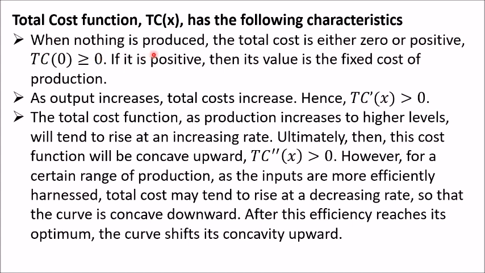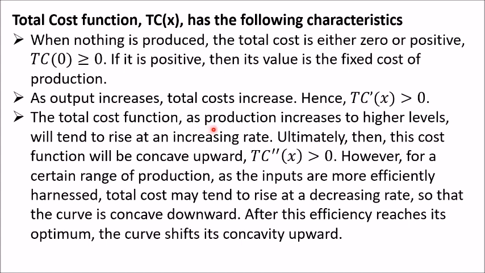First, when nothing is produced, the total cost is either zero or positive. So, dalawa lang yun. Kung wala kang ipaproduce, pwedeng zero ang iyong total cost or pwede ring positive or greater than zero. So, kapag ito ay positive, then its value is the fixed cost of the production. As output increases, total cost increase also. So, habang dumadami yung gagawin mong products, ang yung total cost ay, of course, pataas din ng pataas. First derivative of x must be greater than 0. So, dito na-apply na natin yung derivative dito.